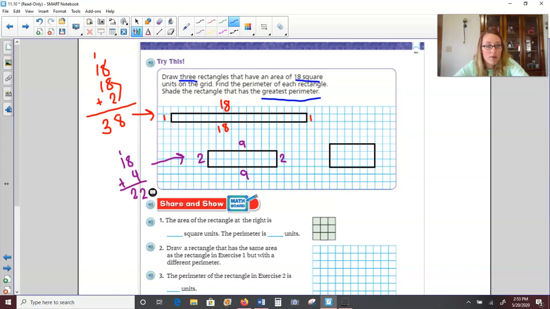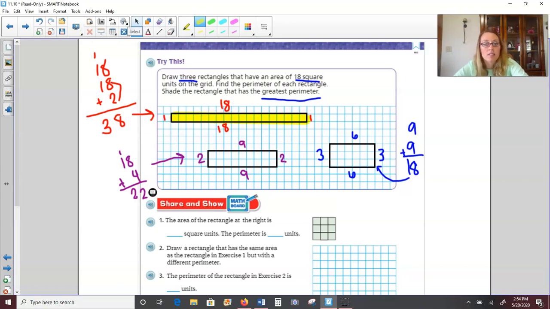We did 3 rows of 6. So I have 6 and 6, and then my sides measure 3 units. 6 plus 3 is 9, and 6 plus 3 again is 9, and 9 plus 9 is 18. So the perimeter of that third rectangle proved to be the smallest. But remember, we're looking for the rectangle that has the greatest perimeter. So the one with the greatest perimeter is the very first one we did. So they wanted us to shade it in. I'm just going to highlight it here.